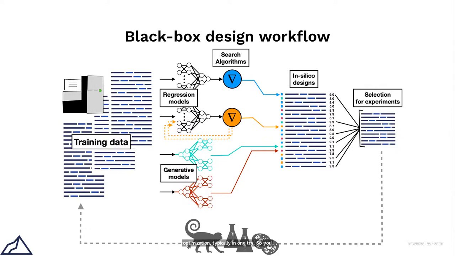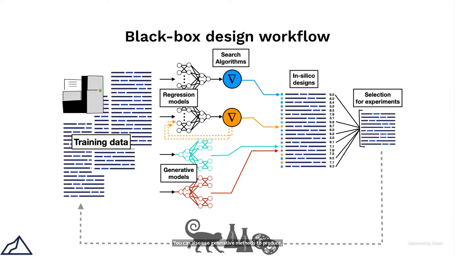So you start with this training data set of sequences and measurements of a target property. There are many things you can do to produce candidate sequences. You can train a regression model, and you can couple that regression model with a discrete search algorithm, say using beam search or a genetic algorithm, that can search in protein sequence space to find new sequences that have high predicted scores under the regression model. As an alternative, you can also use generative models to produce sequences.